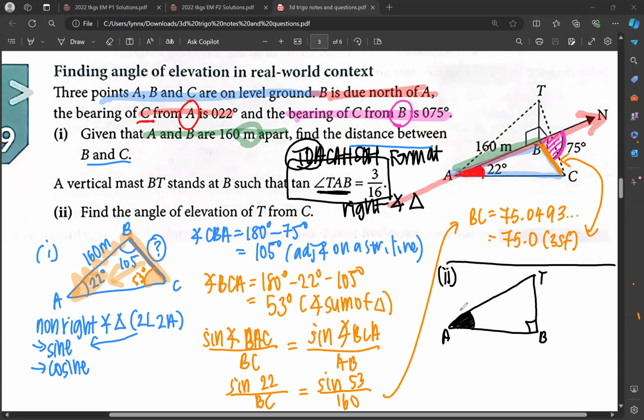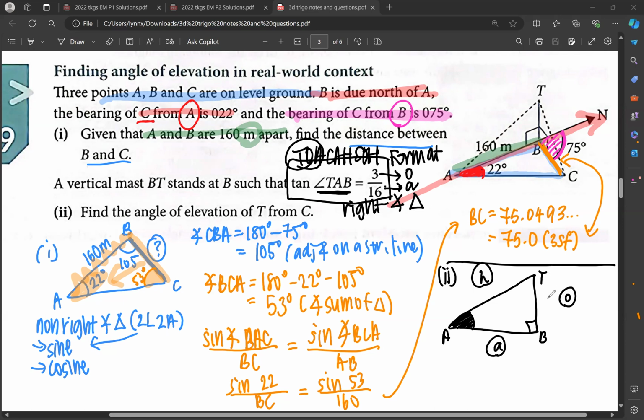Before I move on, I need to identify my H, O and A. So where's your H? TA is the H. Where's the A? And where's the O? So guys, that means this 3 is your what? Yes, very good. It's your O. And this 16 is your what? A. So that means the O for this case is TB.